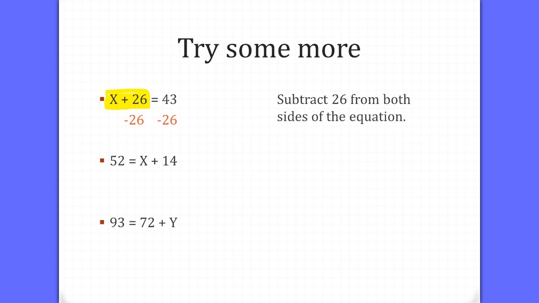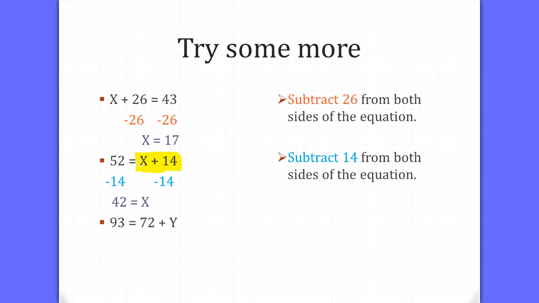Okay, x plus 26 means 26 was added to the variable, so we subtract 26 from both sides of the equation. That gives us x equals 17. The next one, we have x plus 14, so 14 was added to the variable, so we subtract 14 from both sides of the equation, which gives us 42 equals x.